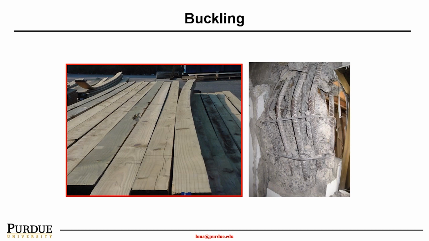Here are some examples. Not only can the column buckle, the beam can buckle as well. For instance, here are some wood beams, and the buckling comes from thermal loading during the drying condition. As long as you have uniaxial compression loading and a very long, slender member, you have this buckling.